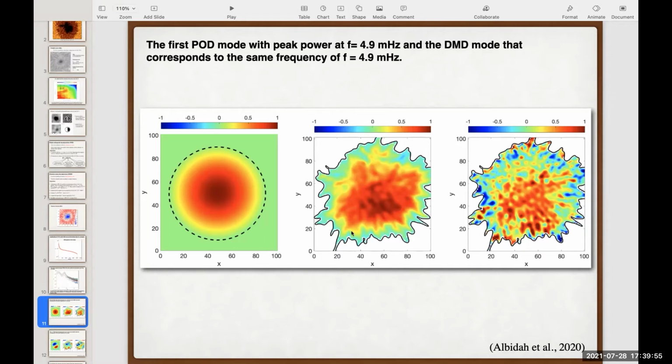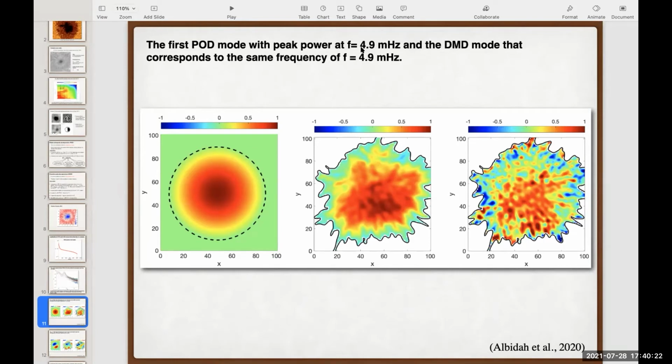In the middle panel is the POD, and in the right panel is the DMD mode. This POD is the first POD mode, and the power spectrum density of the time evolution of this POD mode has a frequency of about 4.9 millihertz.